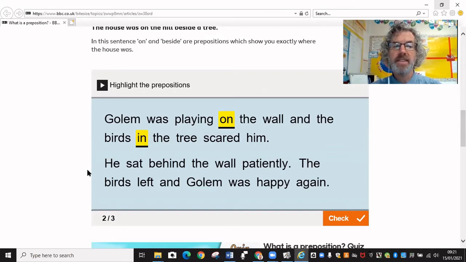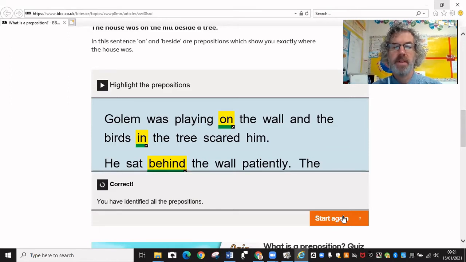Let's look at the next sentence. He sat behind the wall patiently. Oh, this was a bit like the one in the video. Behind. Let's look at the last sentence. The birds left and Gollum was happy again. Anything answering where? No, I don't think so. Let's check. Yes.